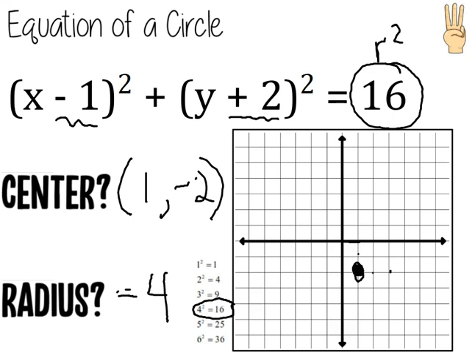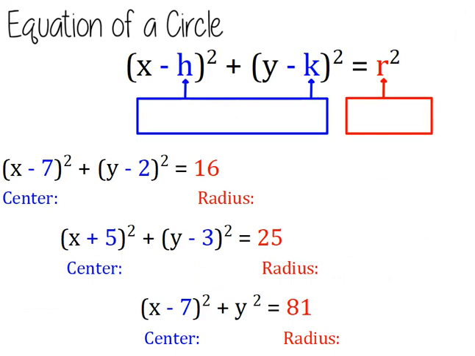So 1, 2, 3, 4, in each direction. And I'm going to draw the world's worst circle. That's why I became a math teacher, not an art teacher, in case you did not know. So we can totally see how the equation, the center, and the radius are connected.